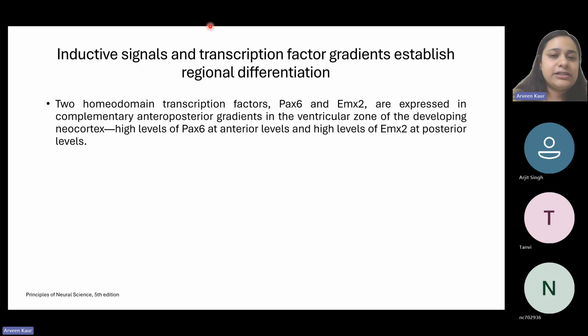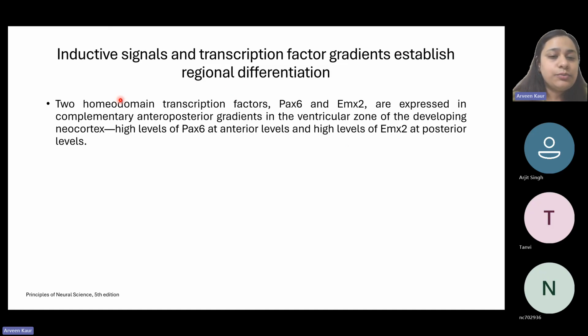So these inductive signals as well as transcription factor gradients, right? Earlier also we have looked at transcription factor gradients when we were looking at OTX2, right, or the other one downstream at the caudal end, right? So over here again we will look at transcription factor gradients, and we will see how they will establish regional differentiation, right? So even within the forebrain, how regional differentiation is being brought about because of different transcription factors being expressed in different regions, right?